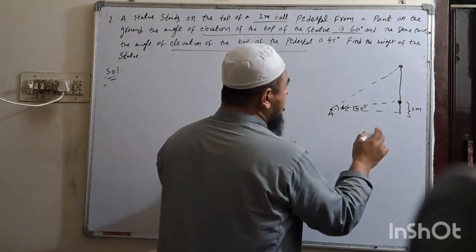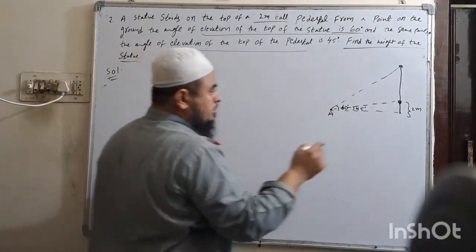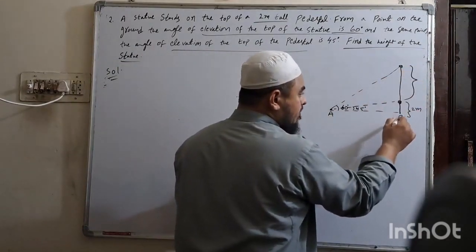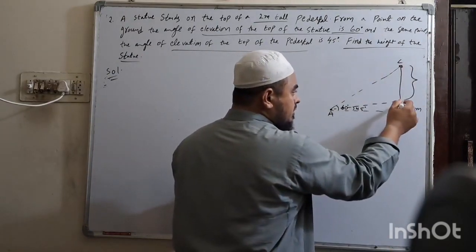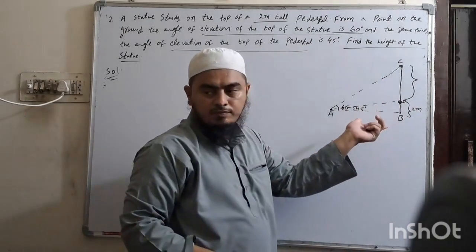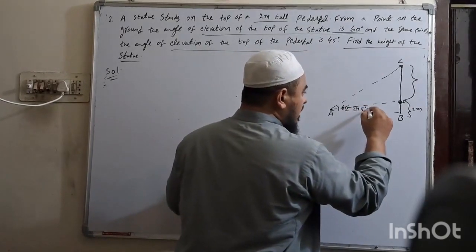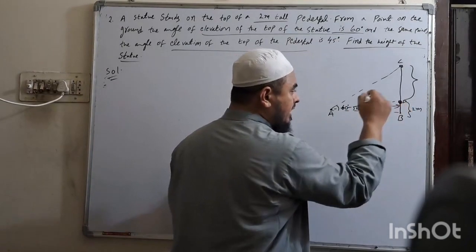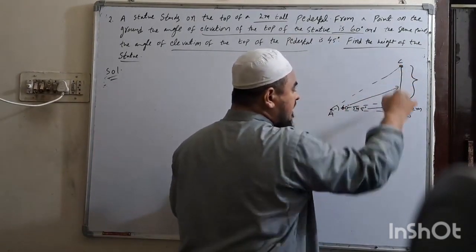Okay, so this is given. What they are asking is to find the height of the statue. That is this height they are asking to find. So if you take this as B, this as C, and this you can take as D, BD is the height of the pedestal. Now if you observe, the opposite side to angle 45 degrees is BD, and the opposite side to angle 60 degrees is the complete BC.